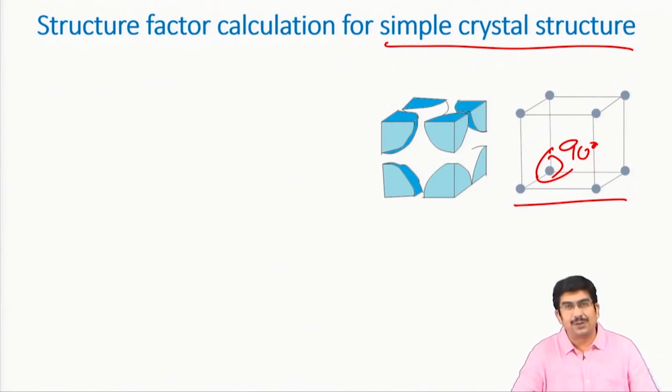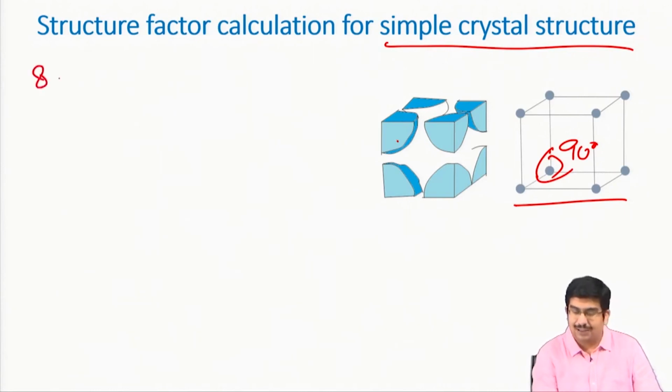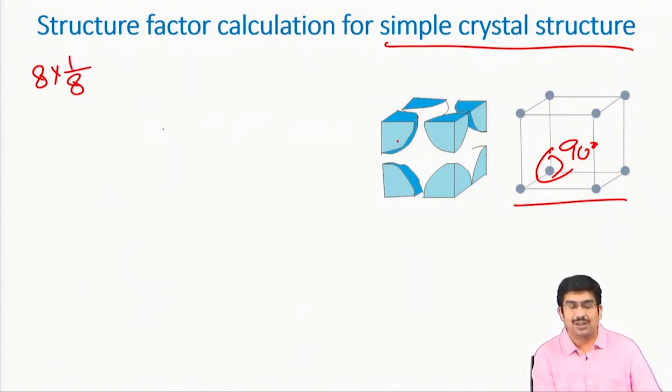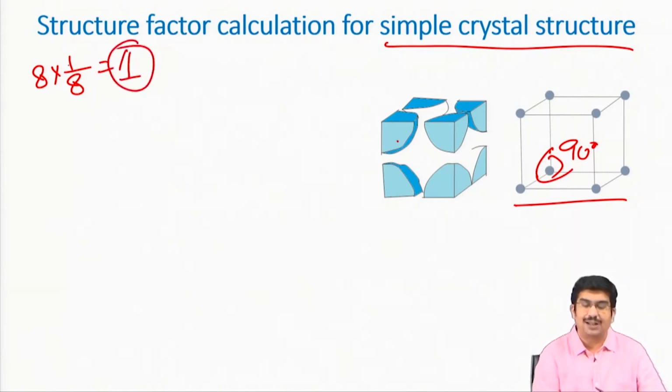So, we imagine that this is a simple structure and all these angles are 90 degrees to each other, and a simple structure is defined with atoms at all the corners. This is not a close-packed structure. We have 8 atoms in 8 corners, and each of these atoms is shared with 8 other unit cells. So, their individual contribution is 1 by 8, and that means the effective number of atoms within this simple unit cell is 1. Fine.